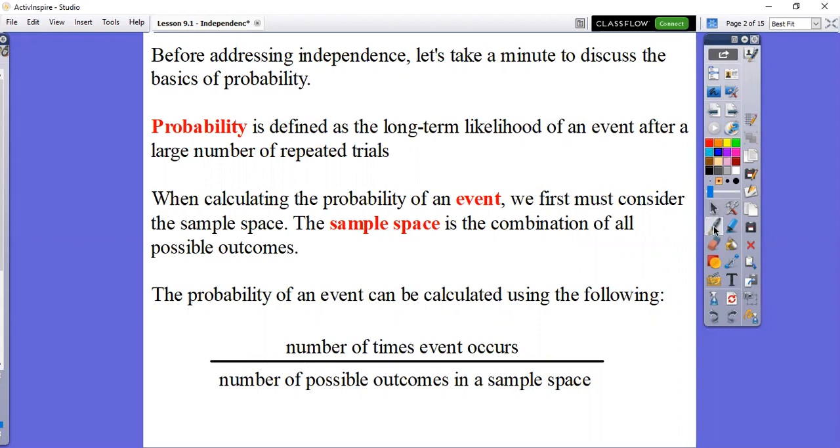So to calculate a probability, we take the event, which is what we're trying to see if it actually occurs, and then the sample space. Sample space is the combination of all possible outcomes, and it doesn't say it here, but it's assuming that each outcome is equally likely. So if each outcome is equally likely, I just do the number of times the event can occur divided by the number of possible outcomes in the sample space, and that'll give me my probability.